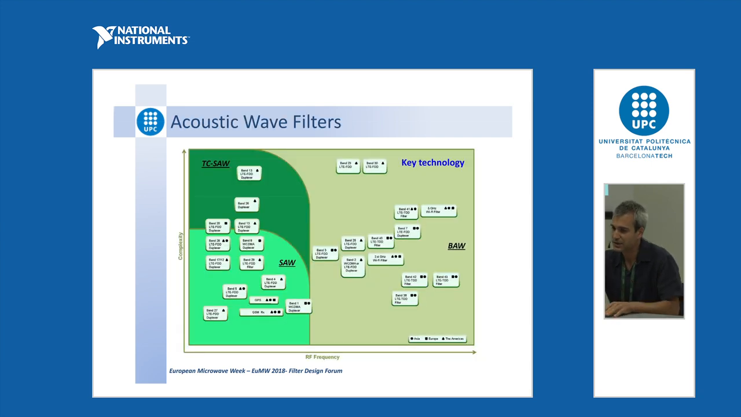So let's start with this first slide. This first slide essentially shows where we're using those filters. Those are the filters that we all have in our cellular phones, and this acoustic technology is used for covering pretty much all the frequencies below 2 gigahertz. This is done using the SAW filters, or surface acoustic wave filters, and it's also covering all the frequencies above 2 gigahertz by using the bulk configuration, which is bulk acoustic wave filters.